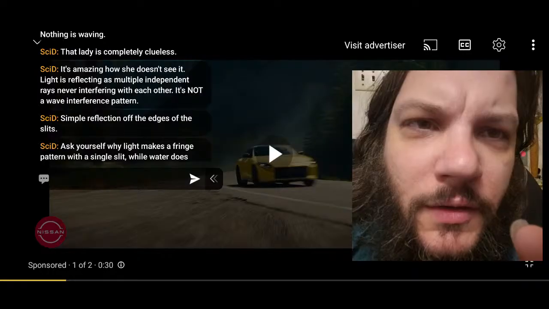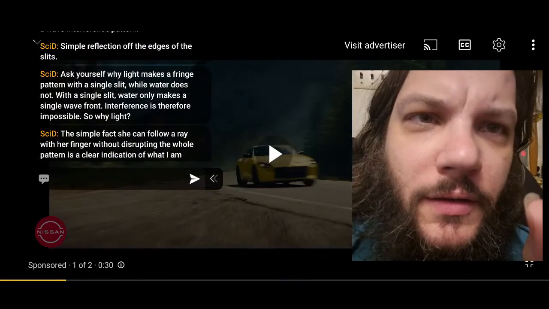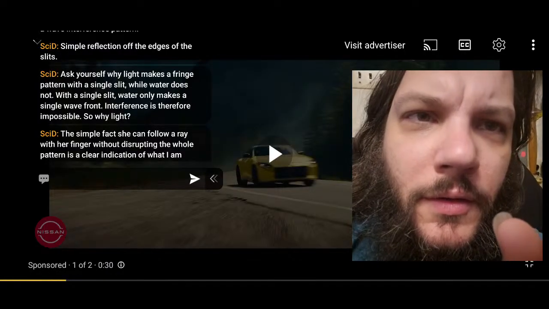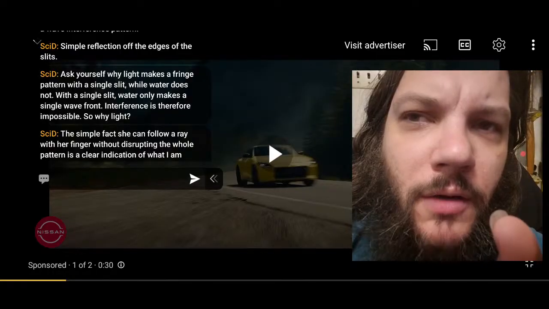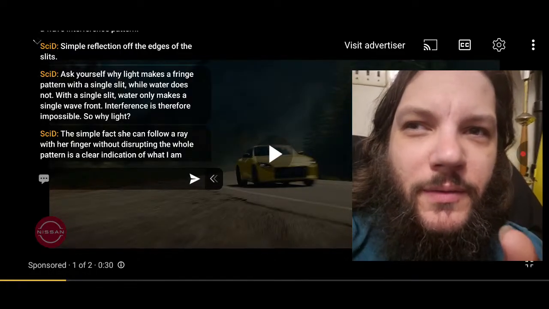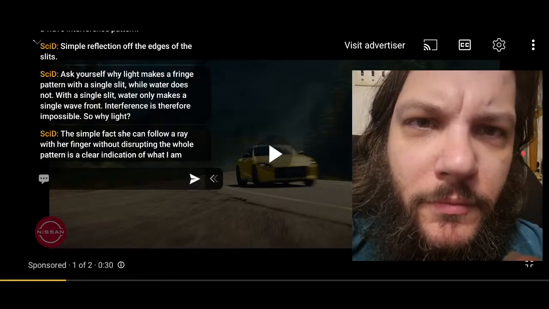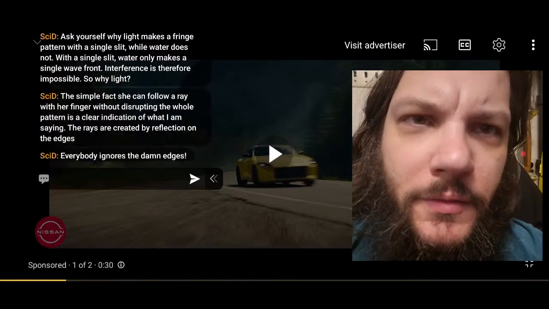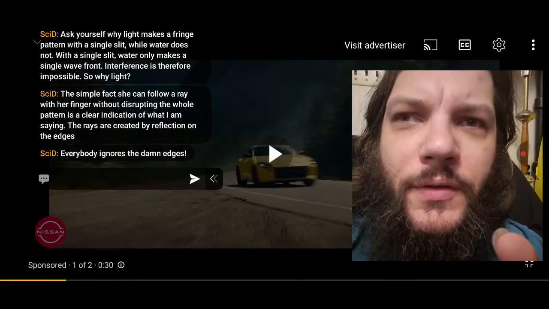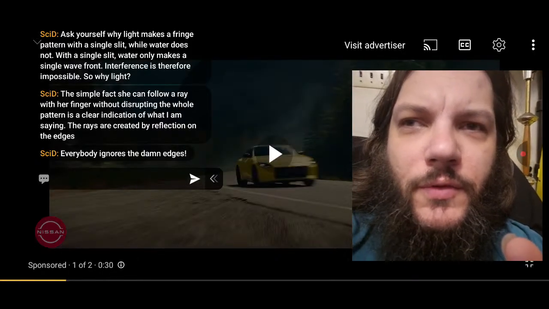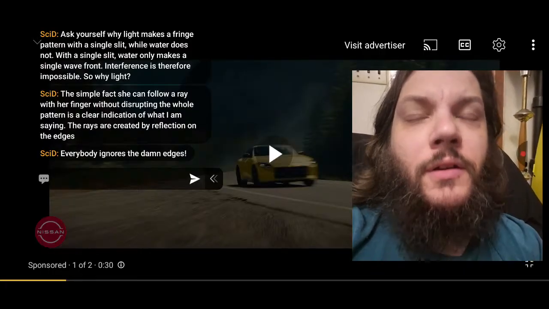Single reflection off the edge of the slits. Ask yourself why light makes sense to be fringe pattern with a single slit and why, while water is not. Water is. What are you talking about? So why not light? Interference is therefore with a single wave. Interference is therefore impossible. So why light? Light is high fidelity. Like water.